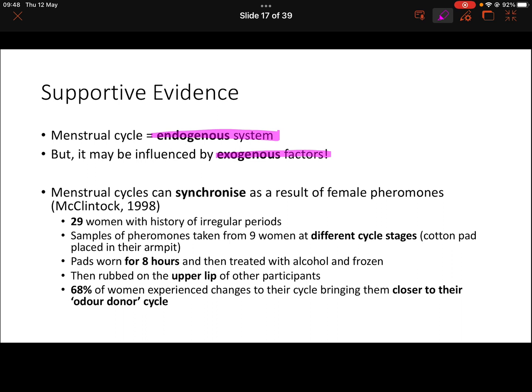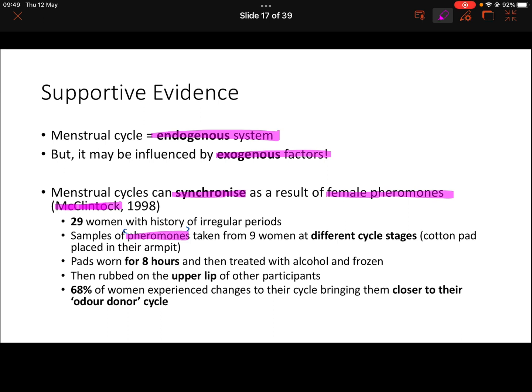So let's take a look at this research by McClintock. This is a really famous study, I guess maybe now almost infamous. She found that female menstrual cycles can synchronize as a result of female pheromones. Now, even that is questionable, but we continue. They studied 29 women that had a history of irregular periods. Samples of pheromones, I'm going to put that in inverted commas, were gathered from 9 of the women at different stages in their menstrual cycle.